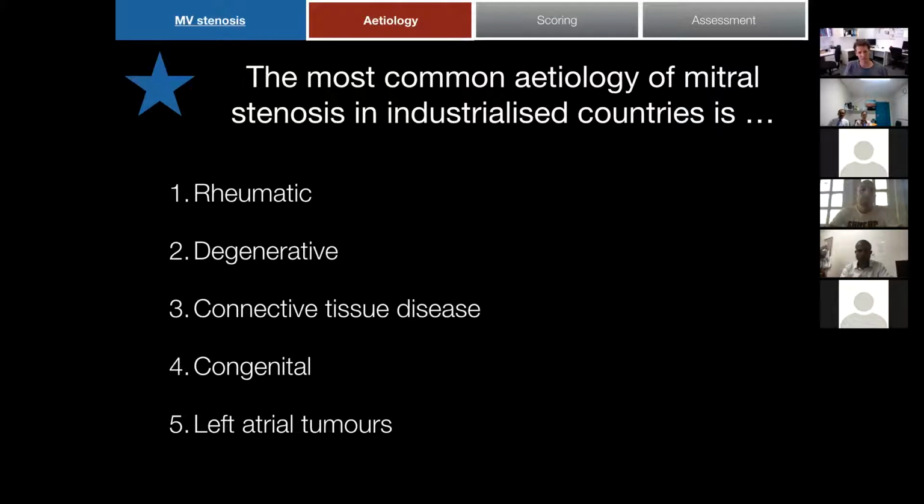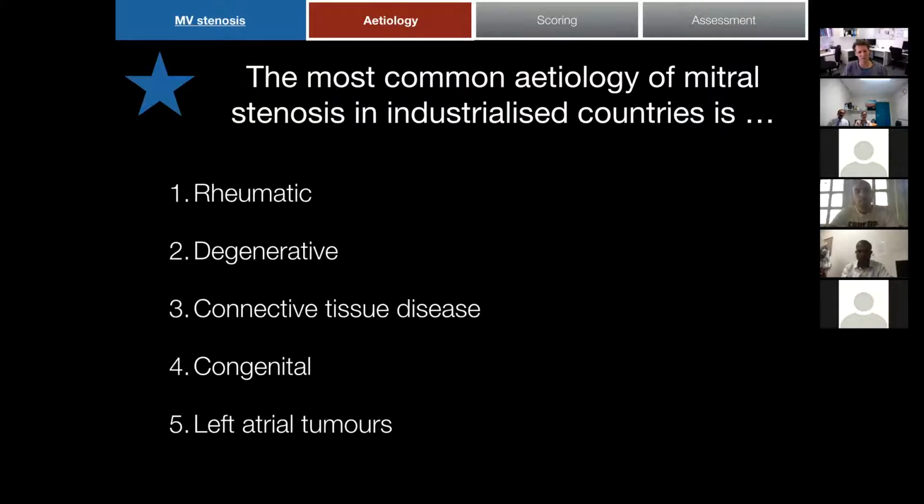In terms of connective tissue disorders, Ehlers-Danlos syndrome, Marfan's, and some of those connective tissue disorders, they can cause maybe more of a prolapse rather than stenosis. So certainly you can see mitral regurg with those, but maybe not so much mitral stenosis.